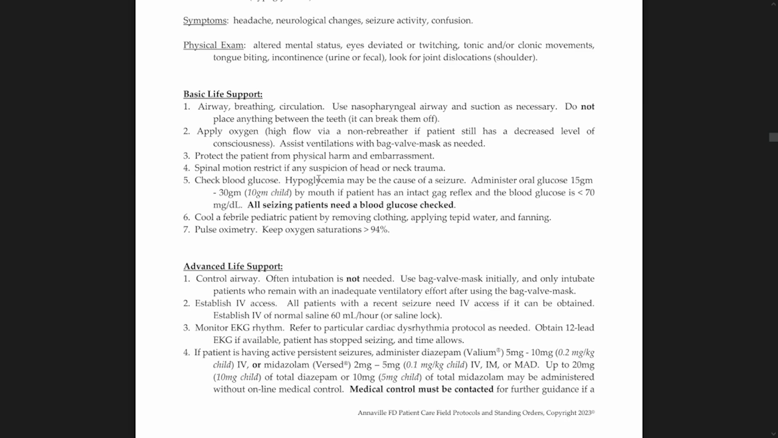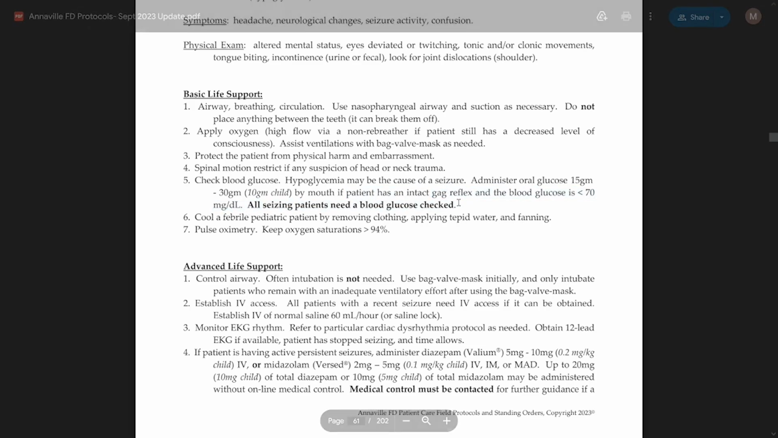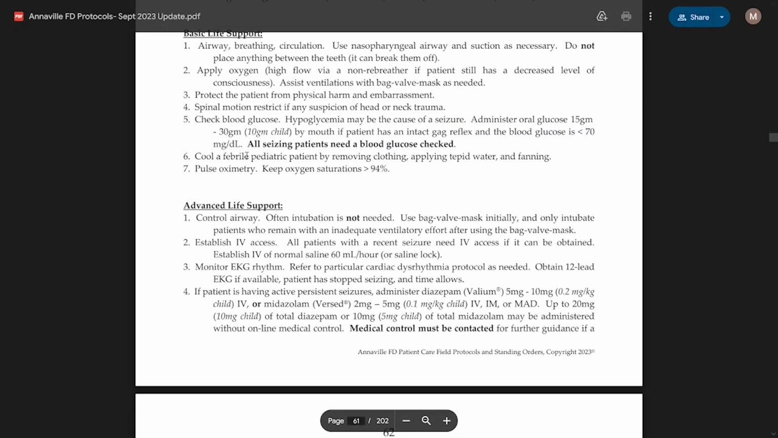Check a blood glucose level. Watch out for hypoglycemia as the cause of the seizure, and administer 15 to 30 grams, or 10 grams to a child, via the mouth if the patient has an intact gag reflex and the blood glucose level is less than 70. All seizing patients need a blood glucose check. This is huge. If you don't do this and you go to the ER, you're getting ripped to shreds.